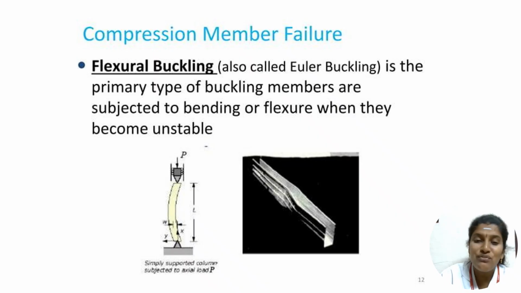So next is flexural buckling. What does flexural buckling mean? It is also called Euler buckling. This is a primary type of buckling, where members are subjected to both bending and flexural force. So it will become an unstable condition, and then the flexural buckling will happen, right?